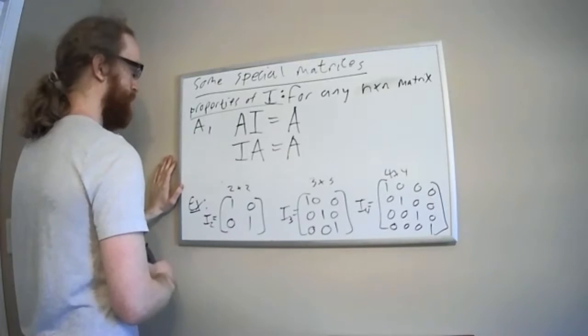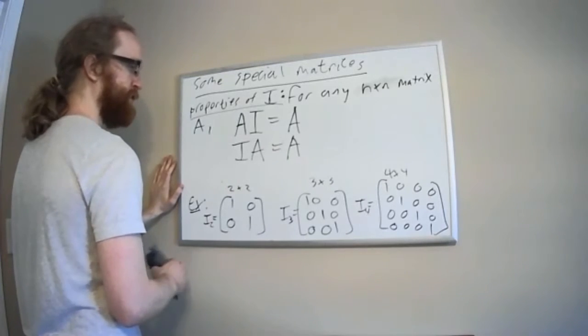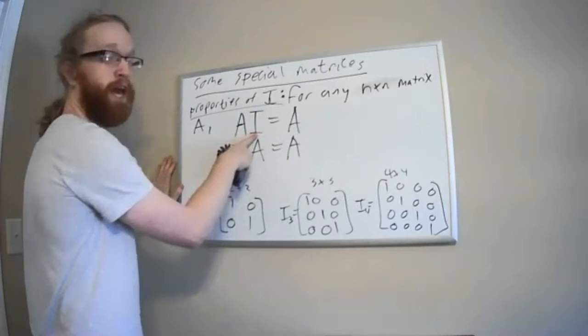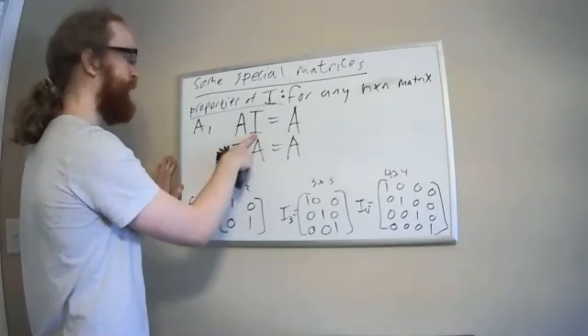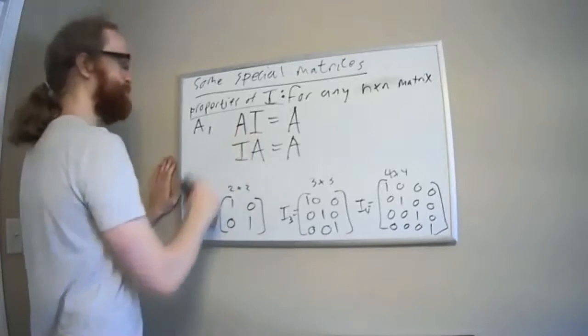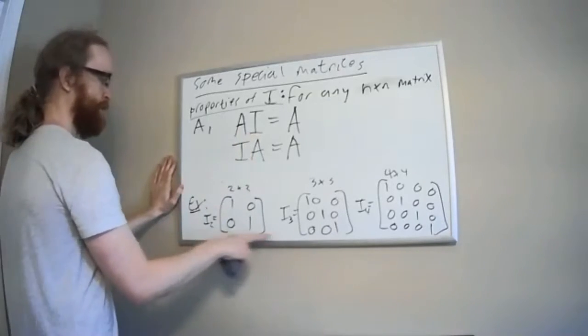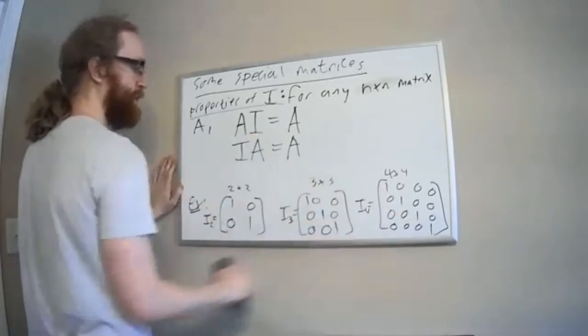Cool. And then I'll stress again, I will never use capital I for anything other than the identity matrix. So whenever you see capital I, that means identity matrix, which means it's one of these matrices: the 1 down the diagonal and 0 everywhere else.